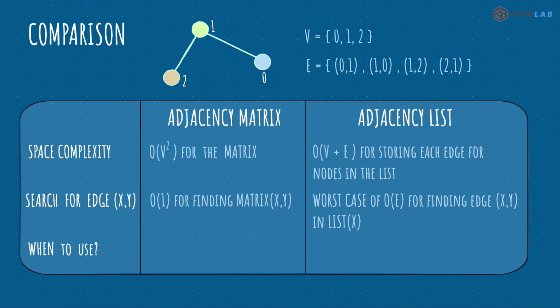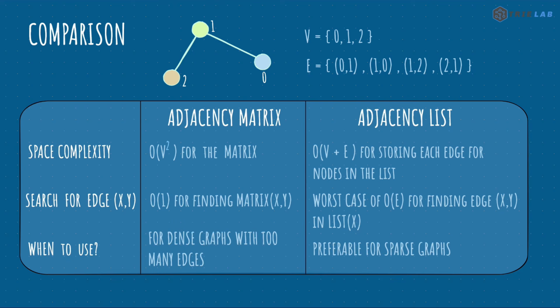So, when do you actually use a matrix or a list? Well, it depends. But if the graph is dense or has a lot of edges, a matrix is generally useful. Even though it consumes more space, it gives you a faster edge lookup. But if the graph is sparse, or in other words, it has lots of vertices but relatively few edges, an adjacency list will make more sense. It's much more space efficient, though edge lookups are slower. In practice, as we will see in the next video, adjacency lists are used most commonly in graph traversal algorithms like breadth first search and depth first search.